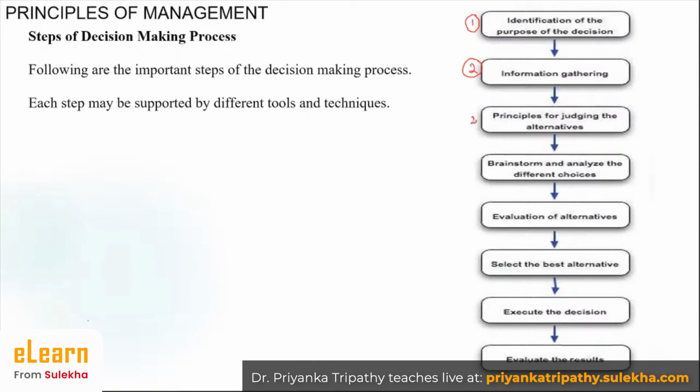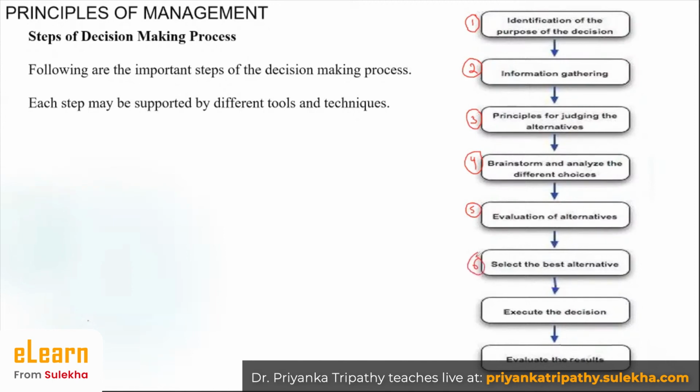Next, principles for judging the alternatives. Okay, you just cannot pick anyone. You have to select the best alternative based upon certain theories, concepts, or principles. You have to brainstorm, with lots and lots of analysis of the different choices. You have to go for evaluation of the alternatives. Once this evaluation of alternatives is done, you will go for selection of the best alternative.